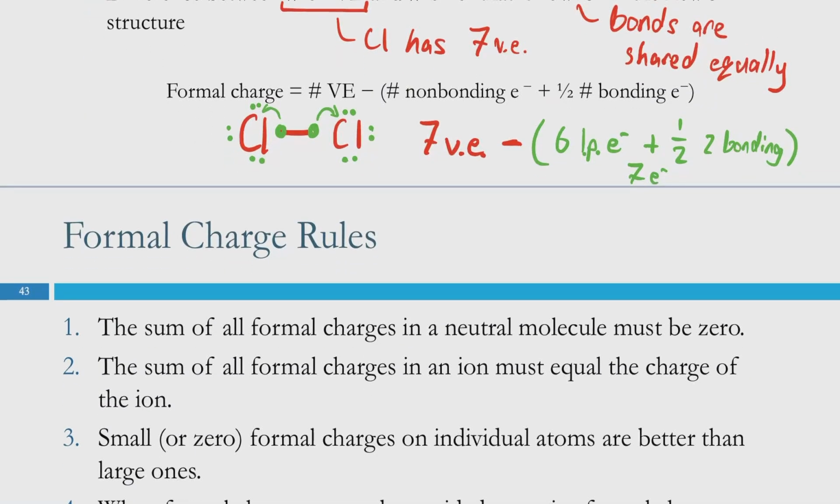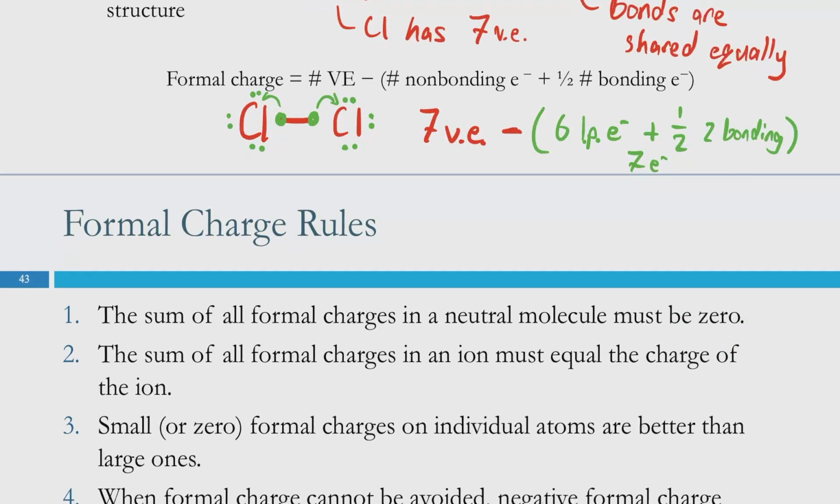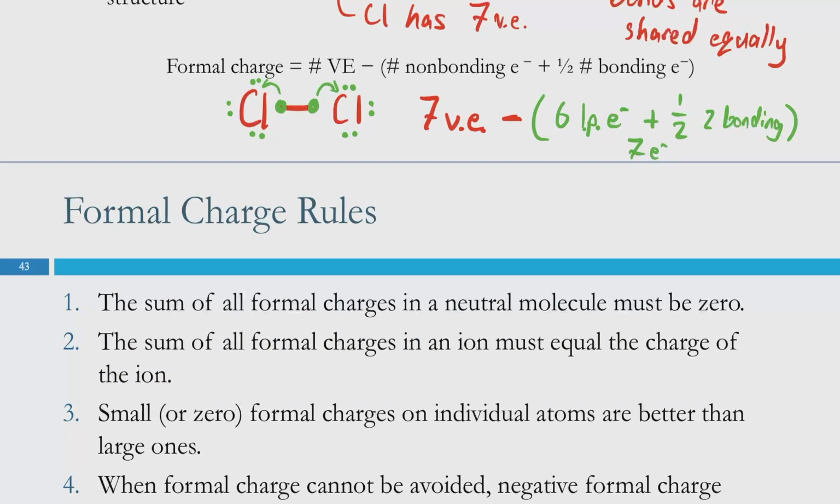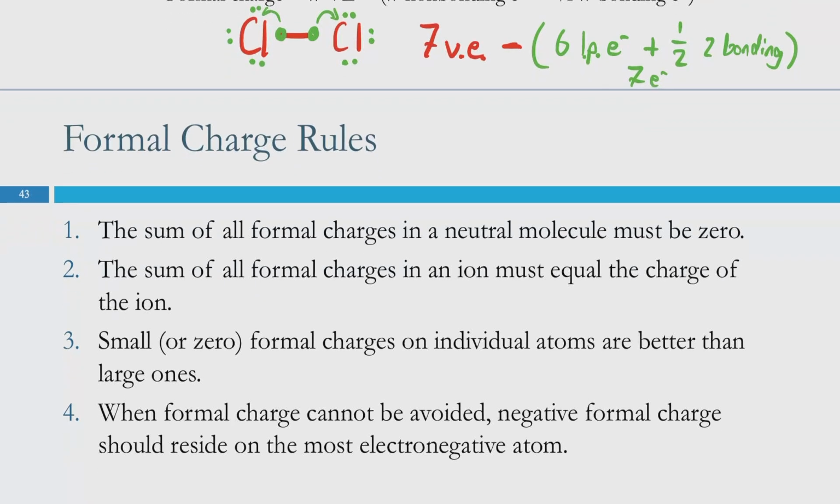Some other rules, things that we do with formal charges. 1 and 2 are sort of the same. Any species, charged or uncharged, the sum of the formal charges has to be equal to that. So if it's a neutral molecule, then our formal charge total has to be 0. If we have a -1 in an ion, or a +1 in an ion, then the sum of our formal charges needs to be the charge of the ion. So for nitrate, NO3-, the sum of our formal charges needs to equal 1-.